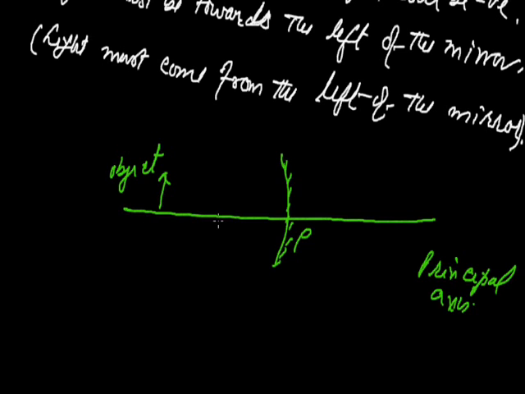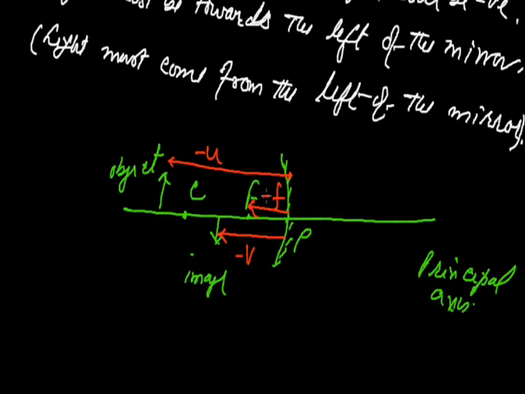This one is the image, here is F, here is C, this distance is V, so it will be negative. This distance is U, so it will be negative. That one is F, focal length, it will be negative. This height is H1, will be positive. This height is H2, that will be negative.